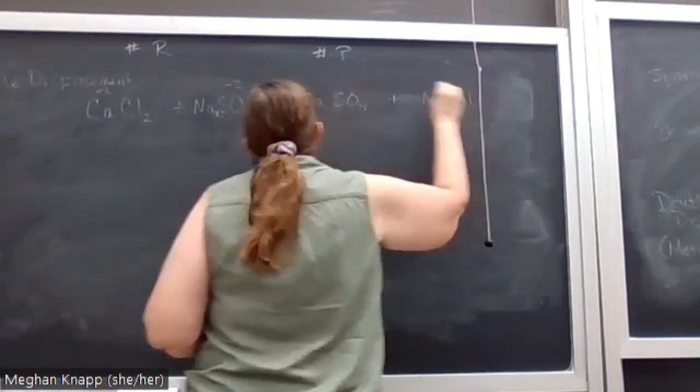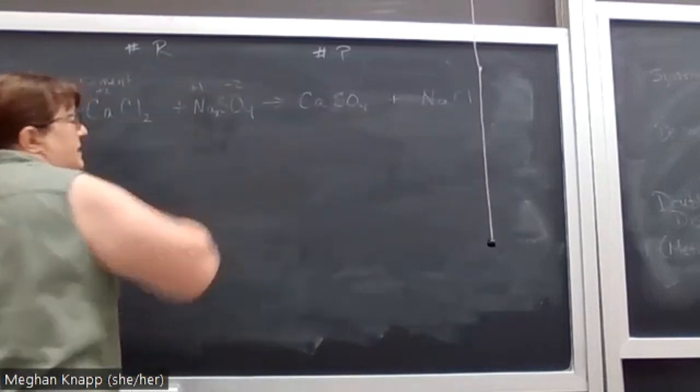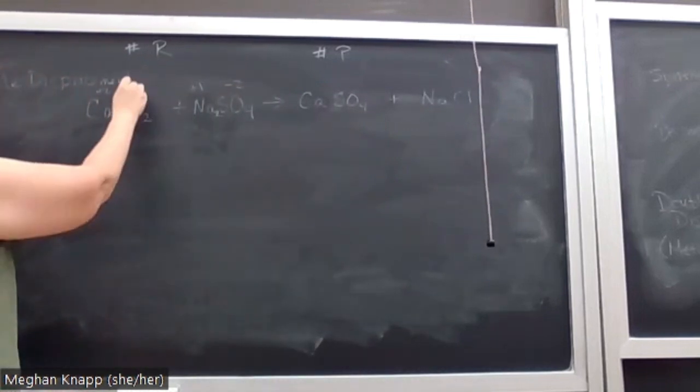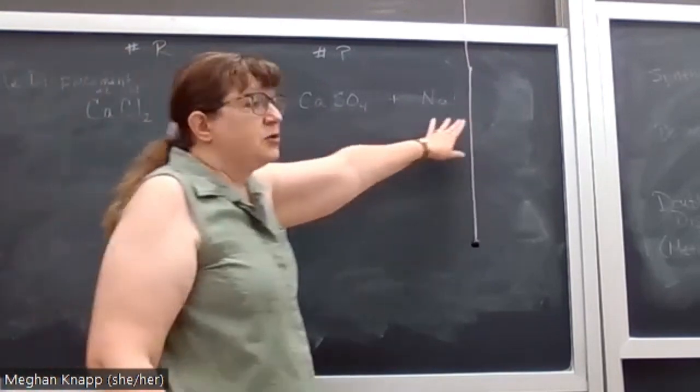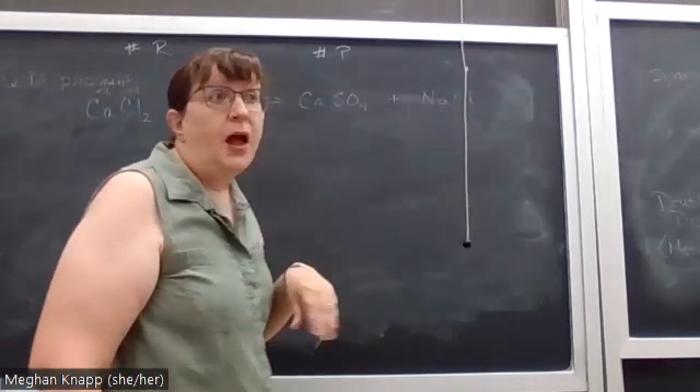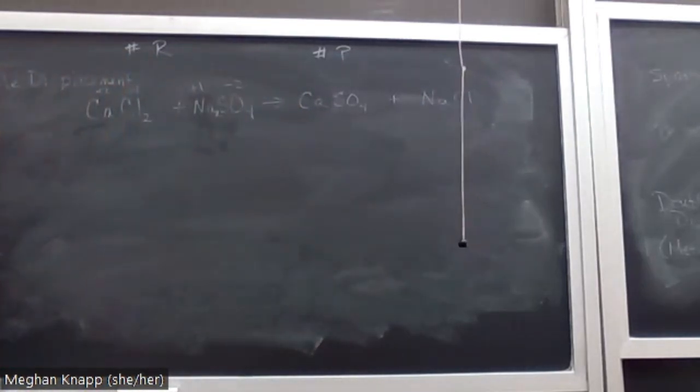We said sodium is a +1 because it's in group 1. Chloride is a -1 because column 17 is always -1. So do I need to add any subscripts here? No, so it's good. However, one of the things we got to do on our quiz today is balance. Is this balanced?